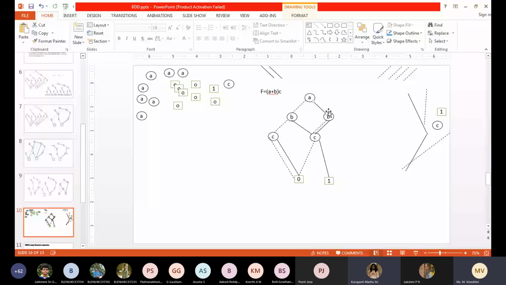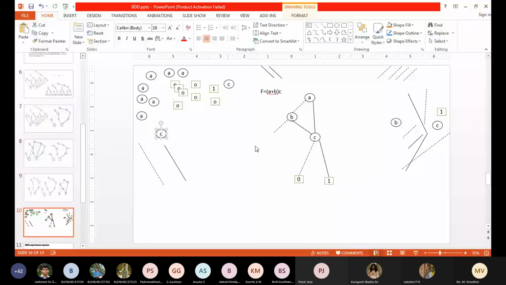So I am redrawing on the same thing. You guys have to draw once again all these things. So I will remove this. Wait, one by one we'll go. So this is done. What is the other node now? C is also a redundant node. Which C, left or right? Left side. This is a redundant node. So this also let me remove. Any other redundant node? Nothing. So this will be the final BDD or ROBDD or RBDD.